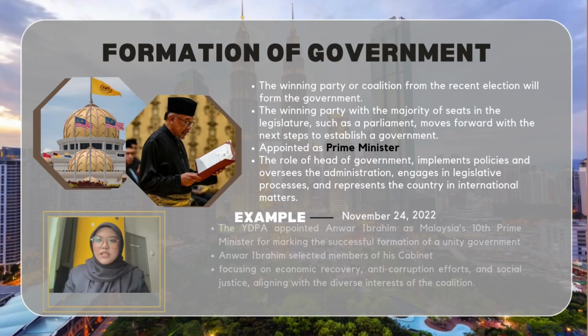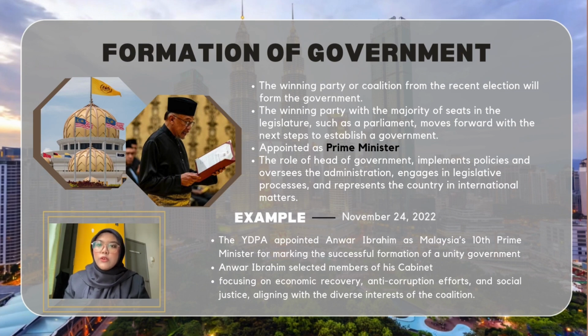The last stage in the election process is the formation of government by the winning party or coalition. After the election result, the party with the majority of seats in the legislature, such as parliament, moves forward with the next step to establish a government. If no party has a clear majority, a coalition may be formed. The leader of the winning party or coalition is typically appointed as the prime minister, who is responsible for governance, policy implementation, legislative engagement, and international representation. This formation is essential for political stability and effective governance post-election.